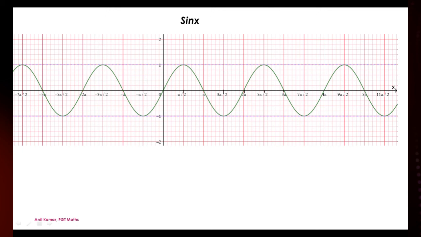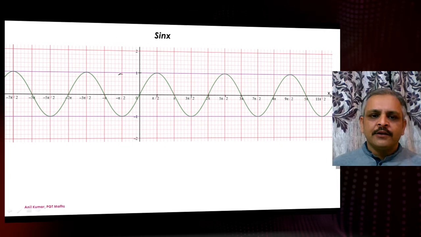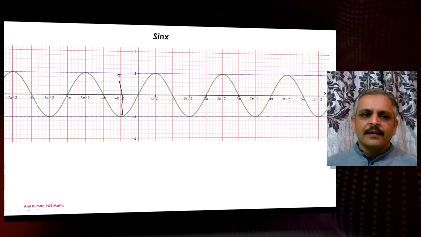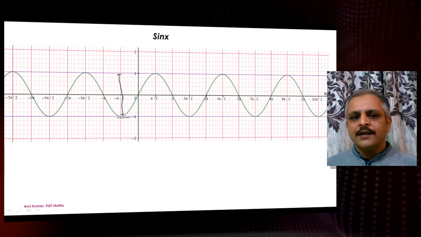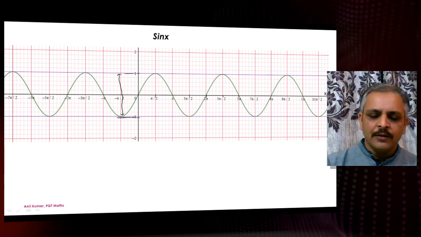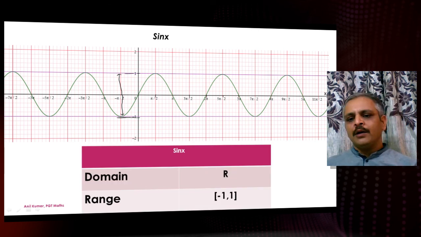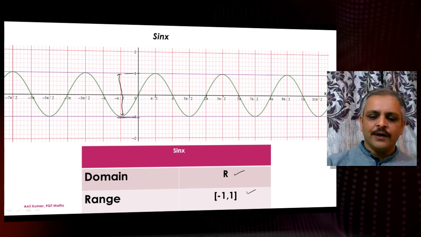If I am talking about range, you can see that I have drawn two purple lines for the maximum and minimum. You can see that the curve lies between these two lines only. At maximum it goes up to 1 and at minimum it goes down to -1. That means all the values of y, all the values of this function, lie between -1 and 1. So its domain will be all real numbers, whereas its range will be from -1 to 1.